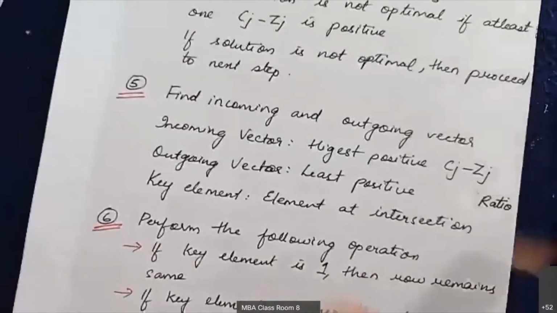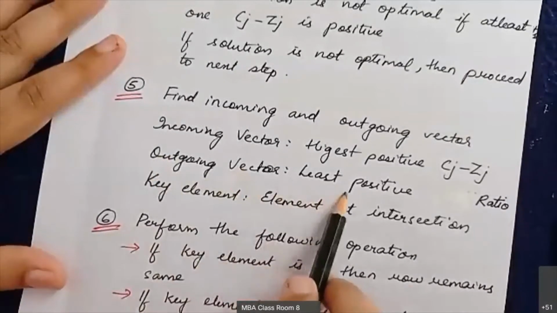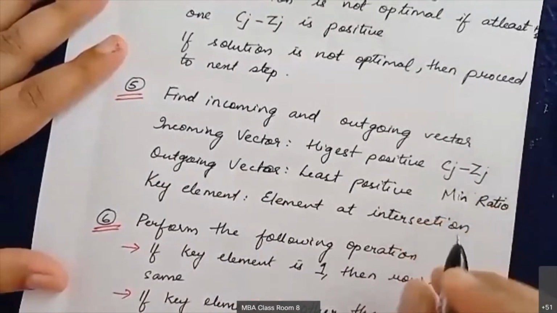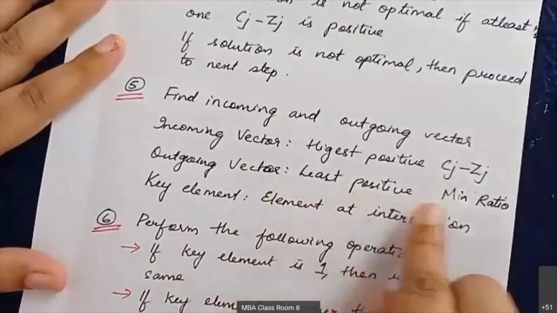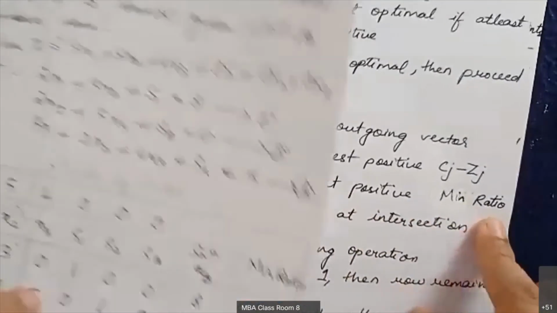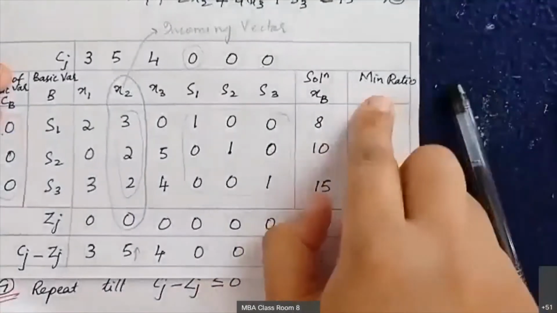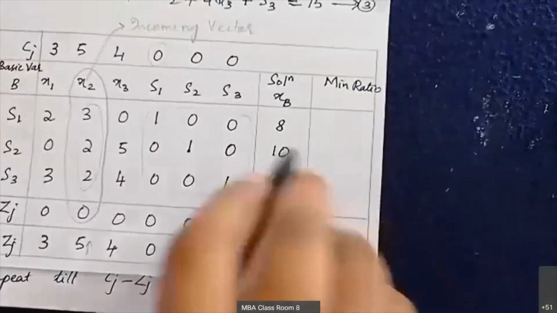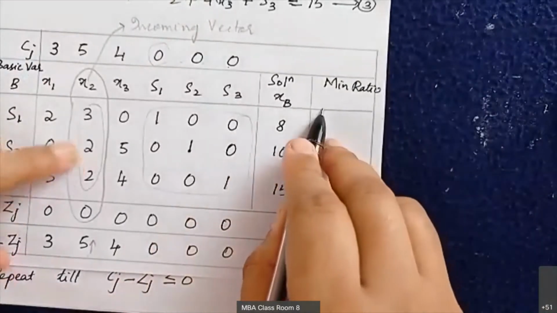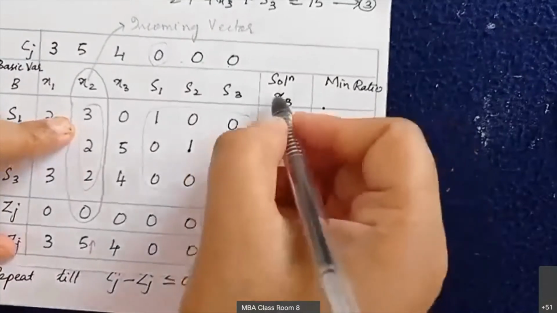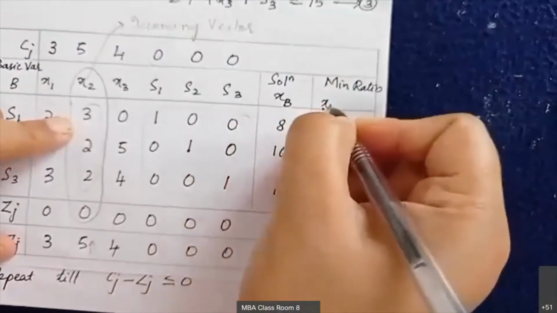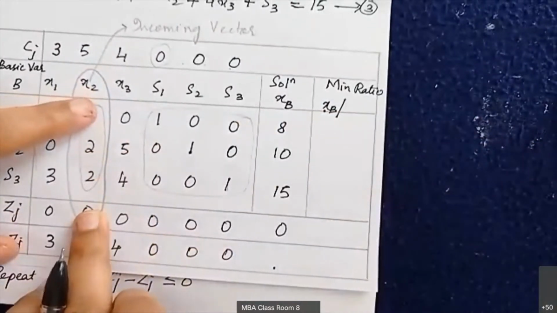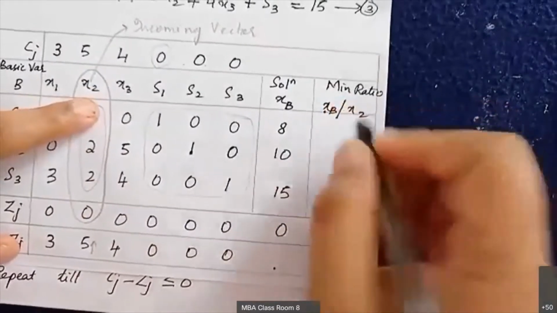Now again we'll go to the steps. Outgoing vector is the least positive minimum ratio. Can you see the minimum ratio here? We have not filled it, so we have to fill it. How do we form the minimum ratio? Here we have the solution xb, and the incoming vector is x2. So xb divided by x2, we will get the minimum ratio.